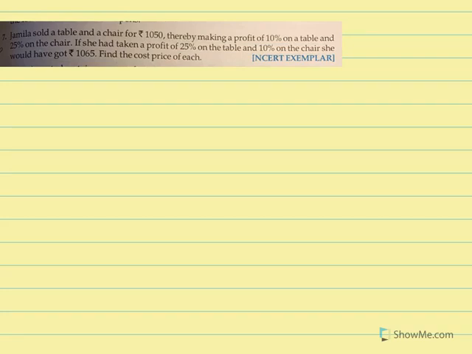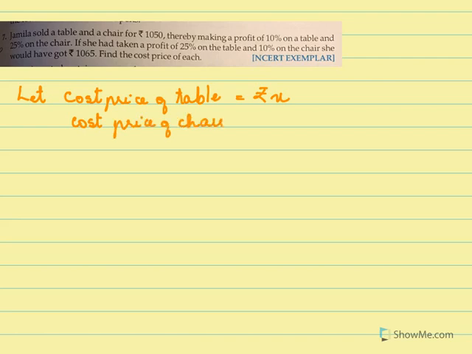Let us take up the first case. First, we know here the sum involves a table and a chair. So we'll say let cost price of table be equal to rupees x, and the cost price of the chair be equal to rupees y.